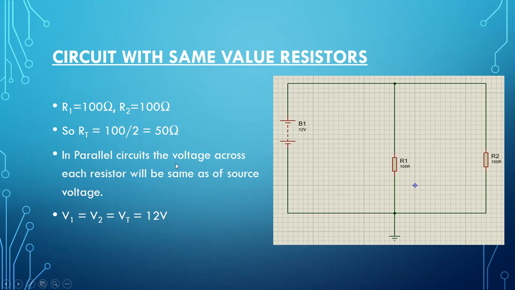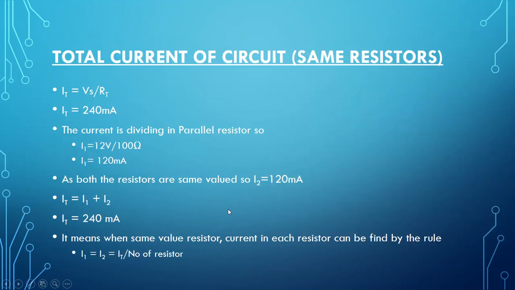In a parallel circuit, the voltage across each resistor will be the same as the source voltage. So if we have this 12 volt, then across this 100R and across this 100R, the voltage will be 12 volt, and also the voltage will be 12 volt across this resistor R2.